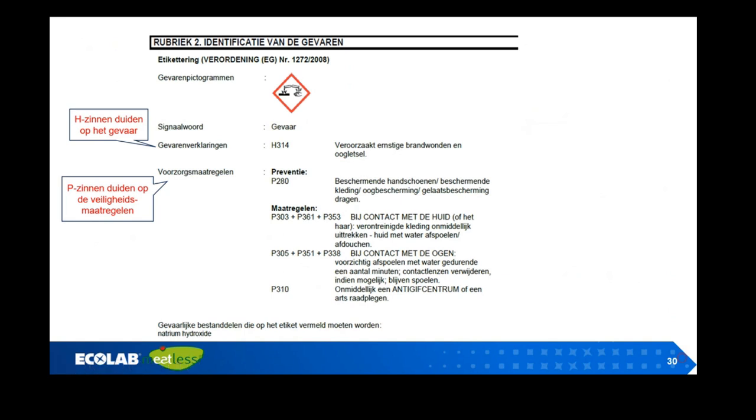So you have section 2 on the MSDS, and it tells something about the identification of the dangers. The H sentences tell something about the hazard. So here you can see it can cause burns and also eye damage. Then you have the P sentence, and P stands for precaution. It tells what you have to do when you come in contact with the product. So do you need gloves, or do you need protective equipment?